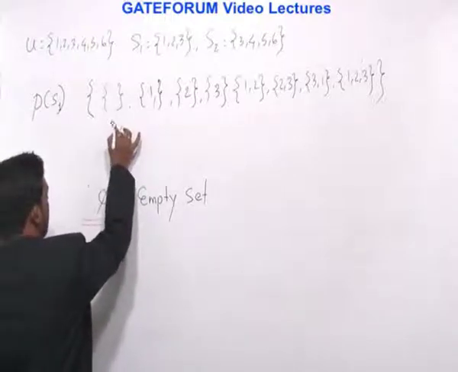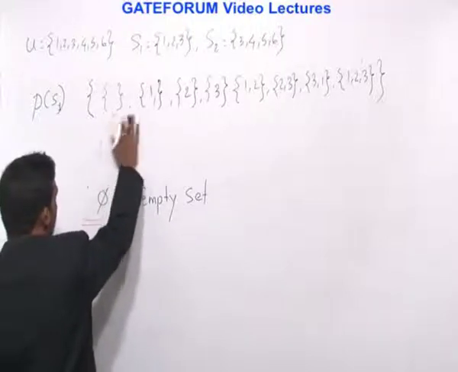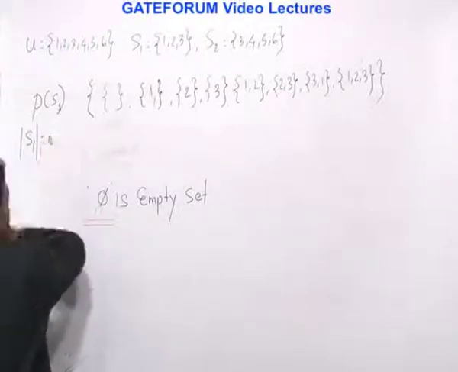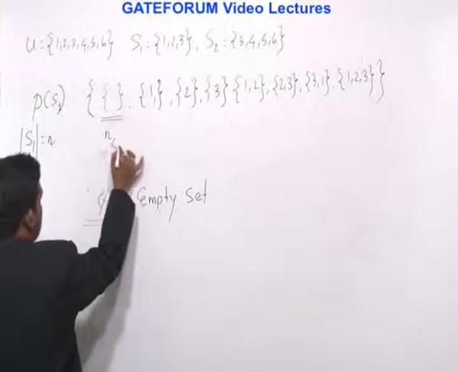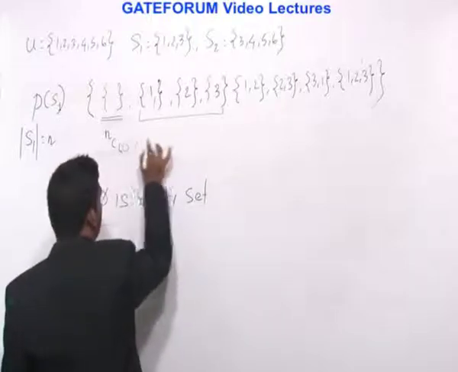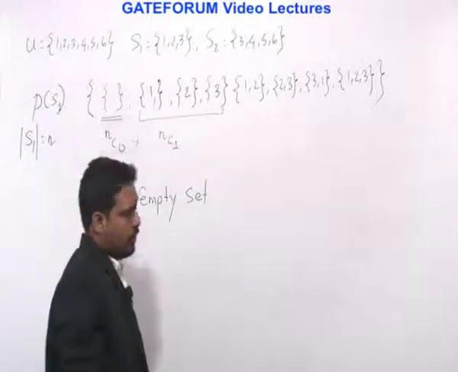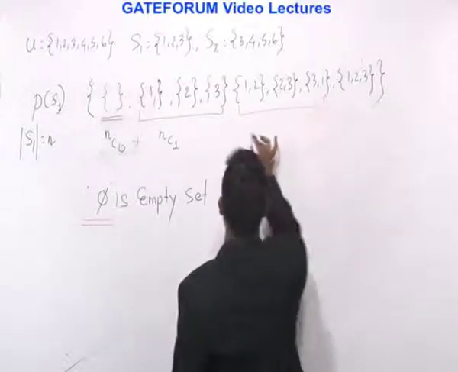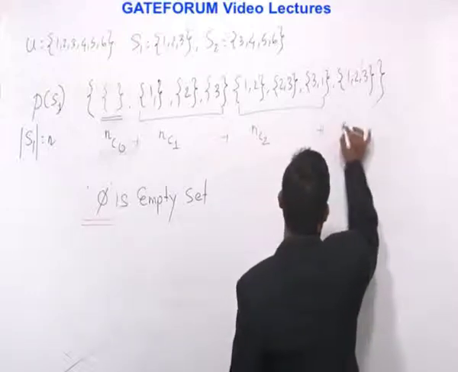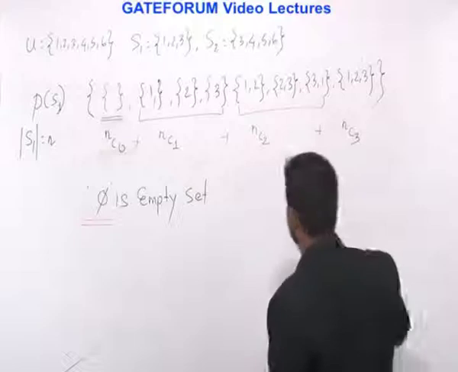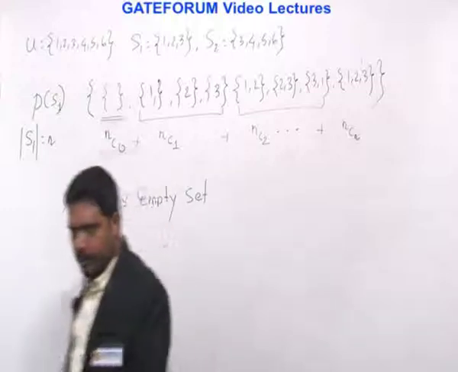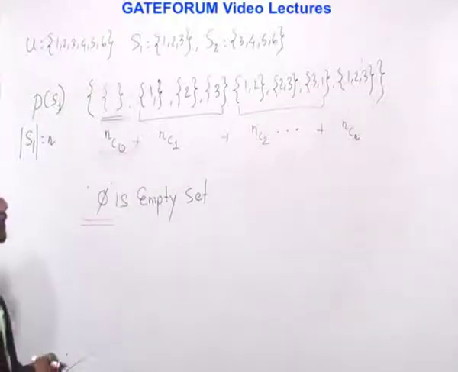What is n? Suppose the cardinality of S1 is equal to n. The empty set is nothing but NC0. Out of the 3 elements, taking 1 element is NC1. Taking 2 elements, the number of ways we can select 2 elements, is NC2. And in the generalized notation, NCn.